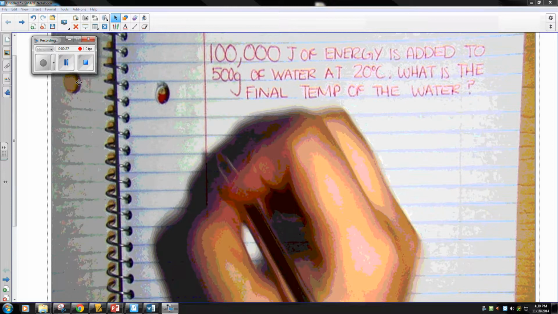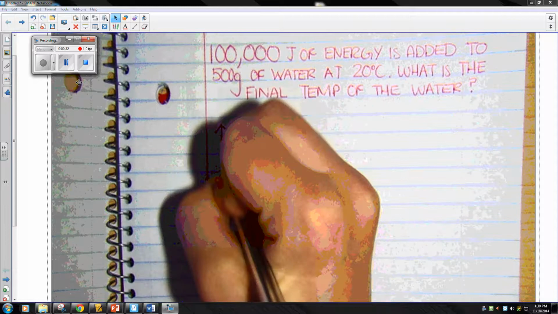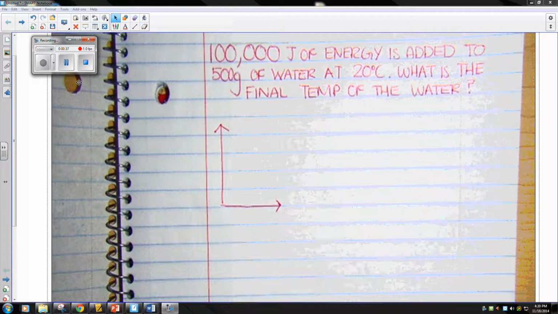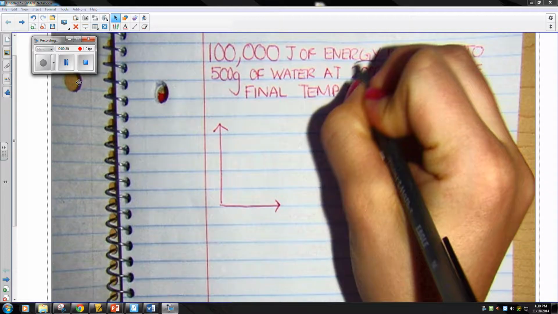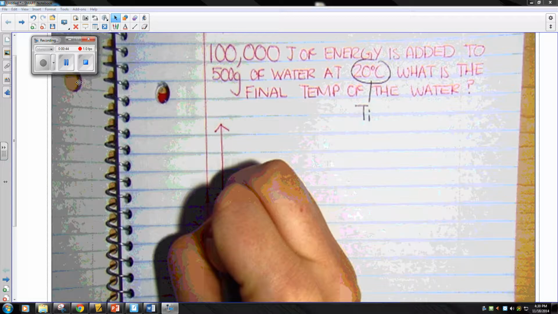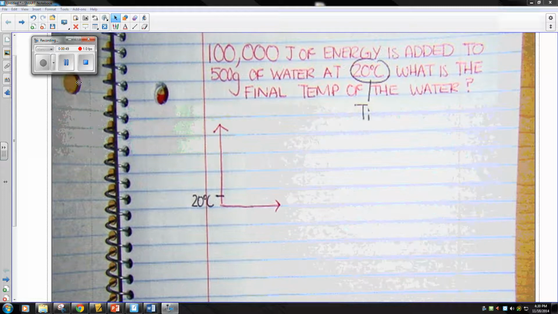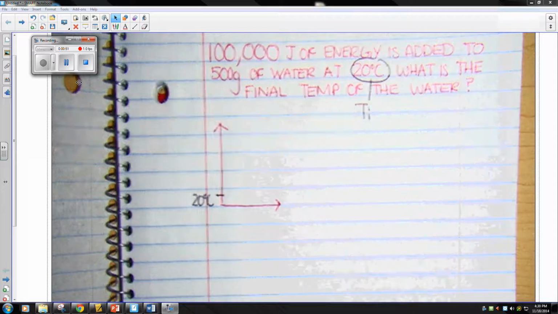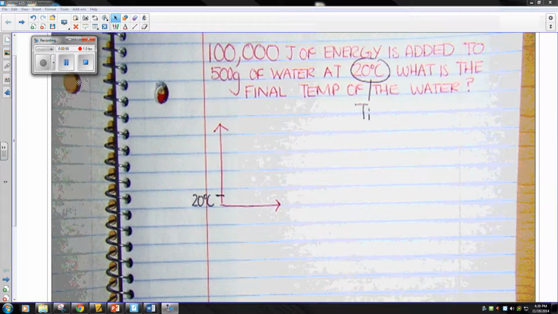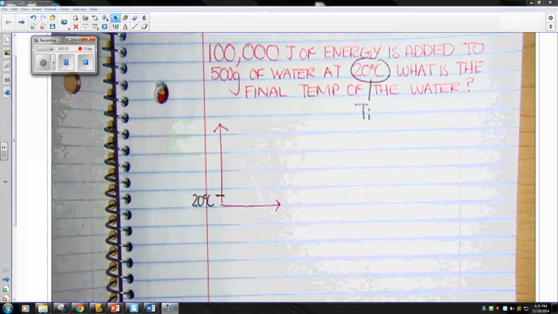So let's draw a heating curve of this situation. My initial temperature is 20 degrees Celsius. That's what the temperature of the water is going to start out as. Now, you have to ask yourself, what's happening when we add the energy? Is the water going to boil at 20? Is it going to warm up? Is it going to freeze? What is it going to do?